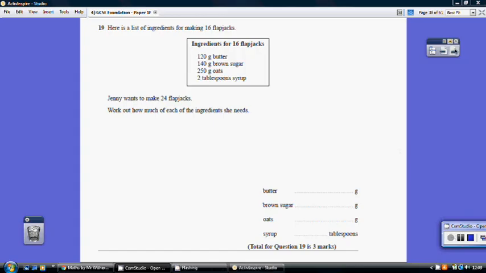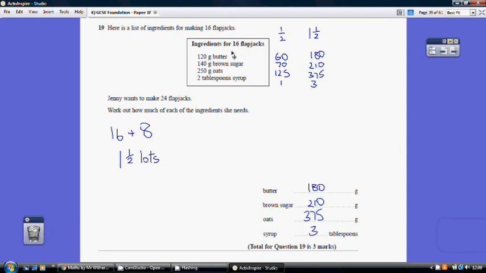Question 19. So these ingredients make 16 flapjacks. Now we want to make 24 flapjacks. Now 24 is 16 plus 8. So that's 1 lot of all these ingredients plus a half a lot, because 8 is half of 16. So there's 1.5 lots in total.